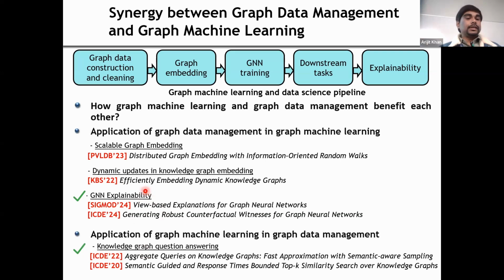And these are the two directions that we are looking into. The first part of the talk will be focusing on how data management can help in graph machine learning, looking into the explainability aspect. And in the second part, I will talk about how machine learning can help in query answering, or in particular data management.